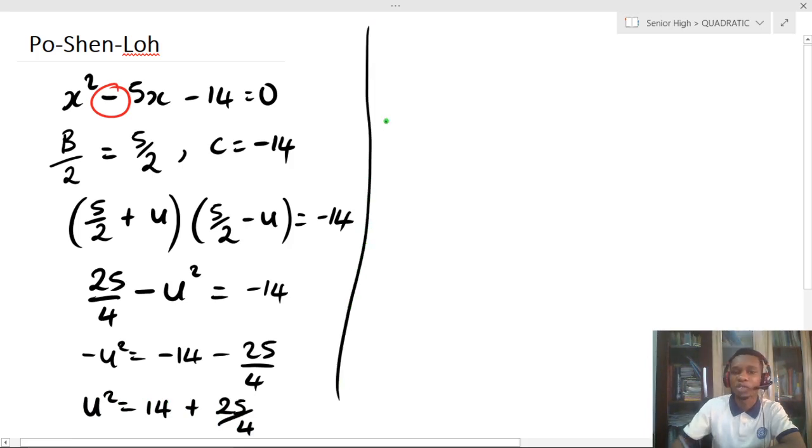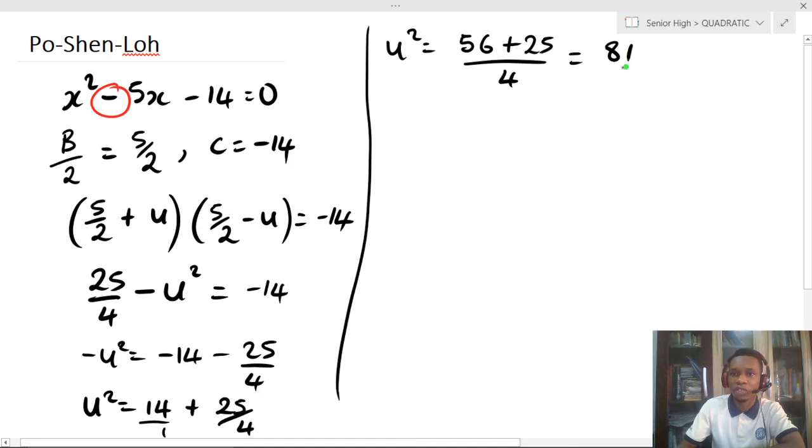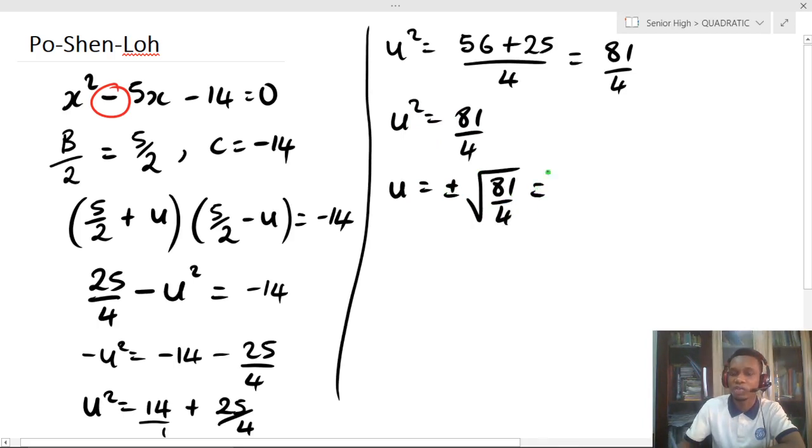So now I can proceed. I can find my LCM. The LCM of 4 and 1 is 4. So u squared is equal to 4 times 14, which is 56, plus 25, everything over 4. When we add this up, we have 81 over 4. So our u squared is equal to 81 over 4. Now, what do we do next? We find the square root of both sides. u is equal to plus or minus the square root of 81 over 4, and since this is a perfect square, it gives us plus or minus 9 over 2.